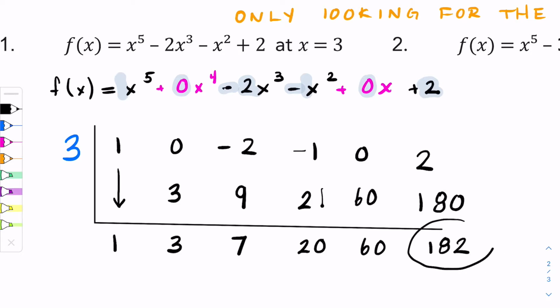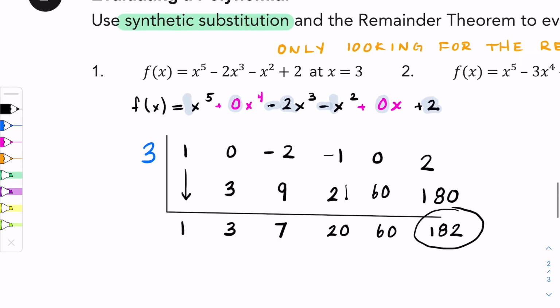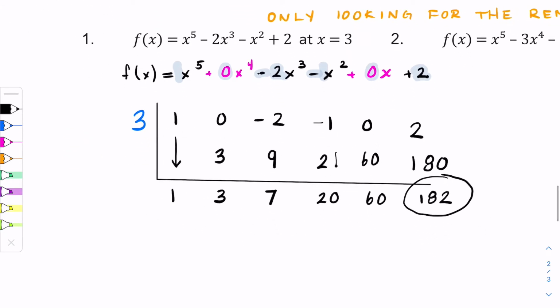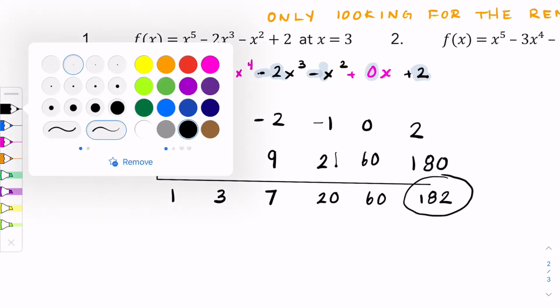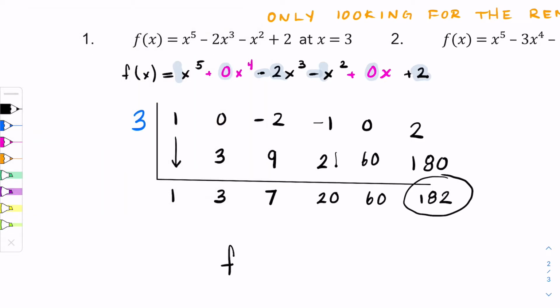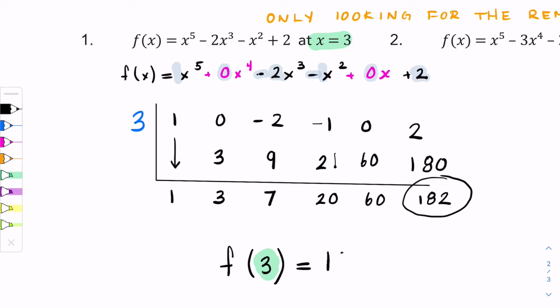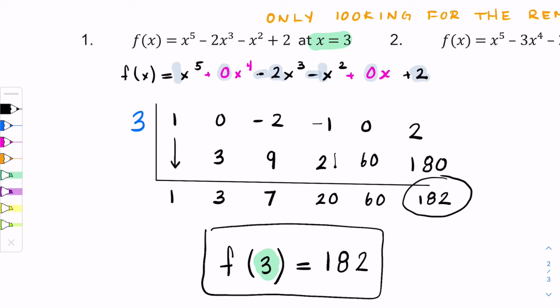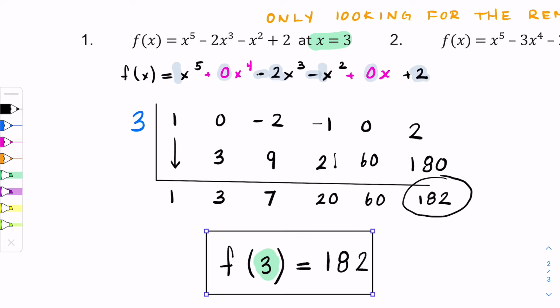So this is your remainder. That is also the answer to your expression, or to your evaluation problem. So we write our final answer as f evaluated at 3. We're using 3 because it says x equals 3. So f evaluated at 3 is equal to 182. This is what the remainder theorem is. Instead of substituting 3 into the problem wherever you see x, you are just going to use synthetic division. Whatever your remainder is, that's your answer.